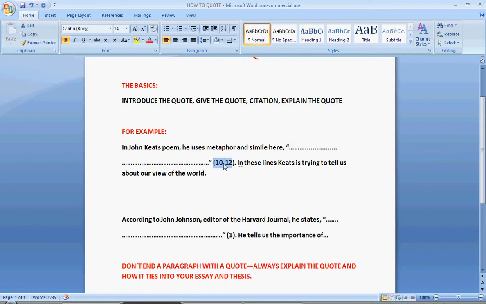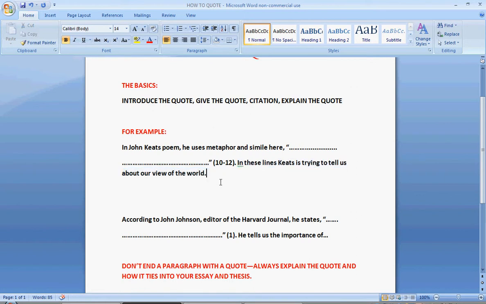And this citation just means what lines of the poem it comes from, because when you're quoting from the poem, the numbers that you give in the citation are referring to the lines of the poem that it comes from. So if your poem was 15 lines long, you'd be quoting from lines 10, 11, and 12 here. And then, of course, you explain the quote there as well.